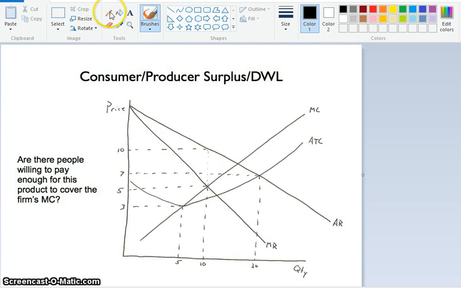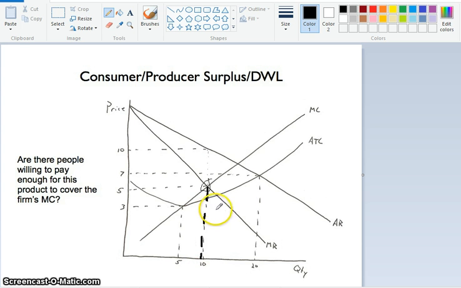So we're going to try to find the consumer surplus here. The first thing I have to do, let's assume we are a profit maximizing monopoly. So we're going to go to where MC equals MR. That means we're going to produce 10 units.